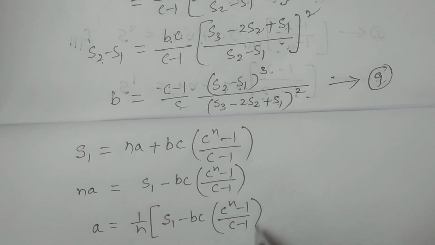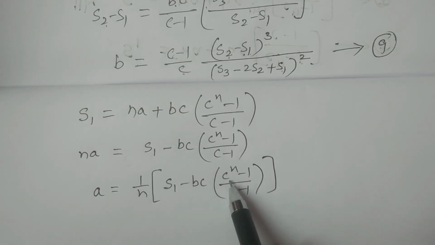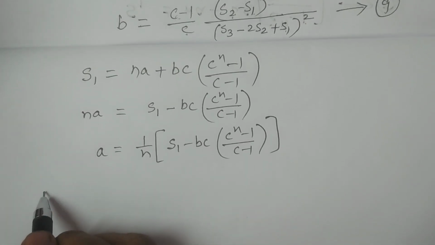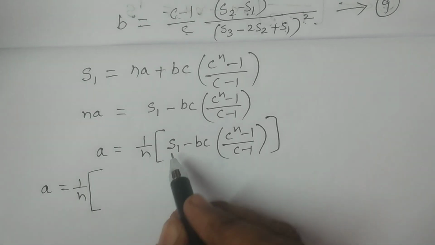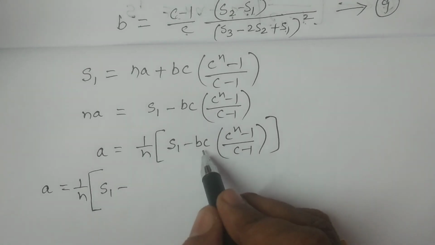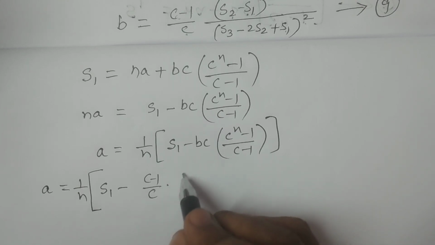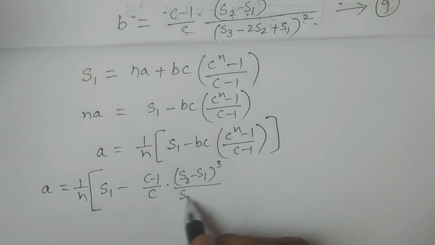Now, what I have to substitute? I have to substitute the values of b and c power n. Therefore a is equal to 1 by n multiplied by s1 minus bc. First of all, I substitute b. What is the value of b? c minus 1 divided by c into (s2 minus s1) whole cube divided by (s3 minus 2s2 plus s1) whole square.